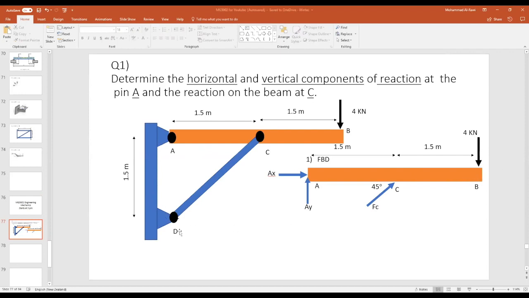Now you ask me, why did you ignore the support reaction at D? Remember, in the question, he wants us only to find the horizontal and vertical components of the reaction at pin A and the reaction on the beam at C. So that's the reaction at C, and this is the support reaction. Therefore, I don't need to bother myself with D. But if I find there is information needed from D to help me find AX, AY and FC, yes, I will go and try to find it.